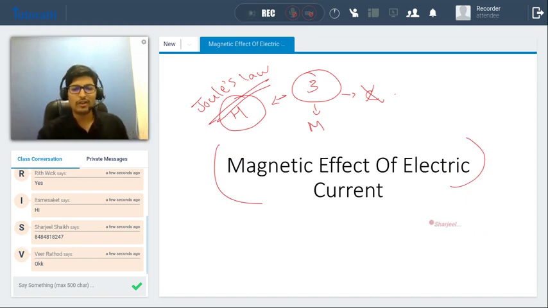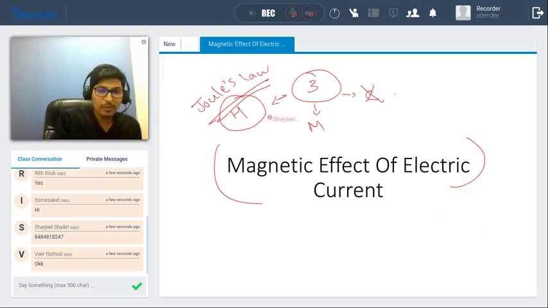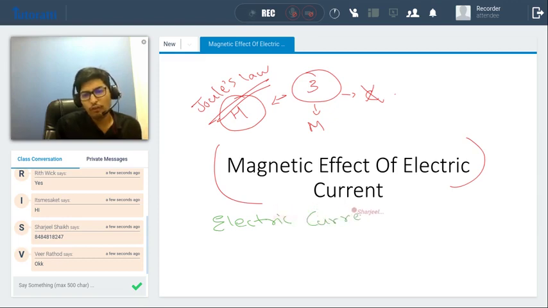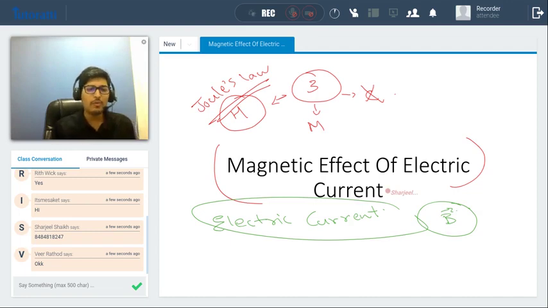So, what is the magnetic effect of electric current? In the simplest language, whenever electric current flows through a conductor, the conductor produces a magnetic field around it. And this phenomenon, where the conductor is able to produce a magnetic field around it with the flow of electric current, is called the magnetic effect of electric current.